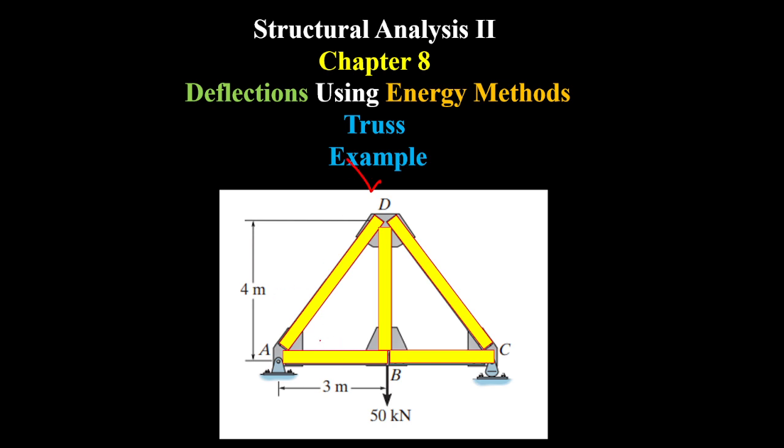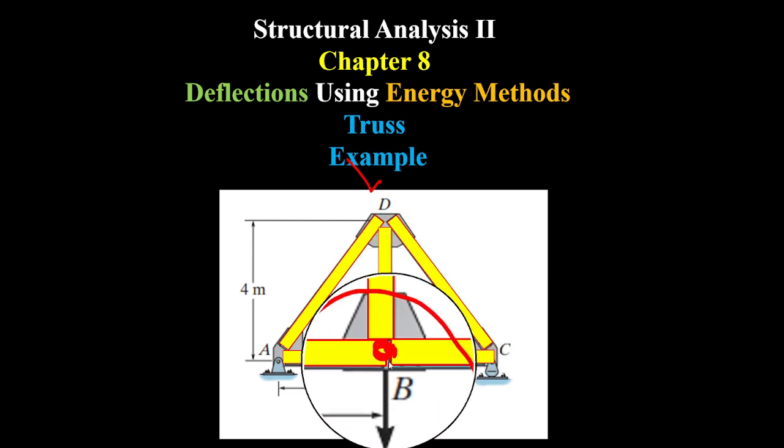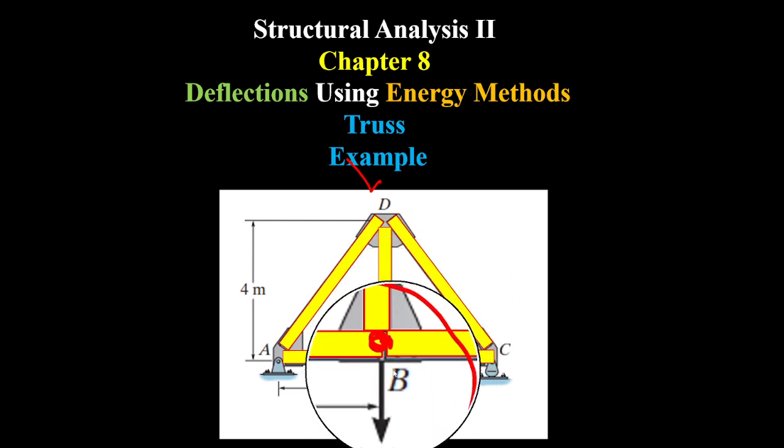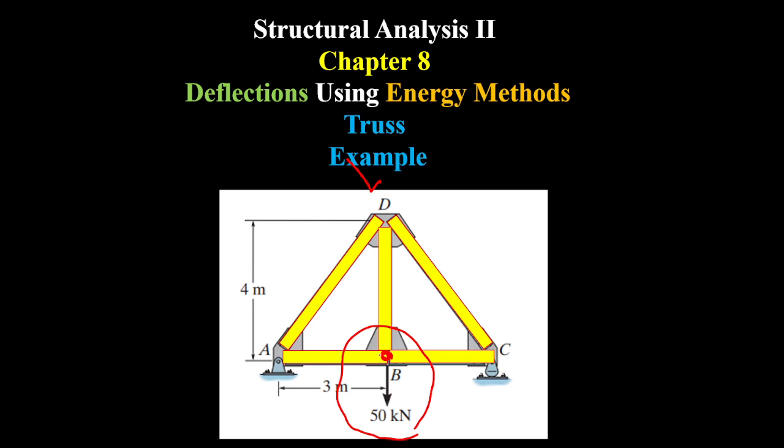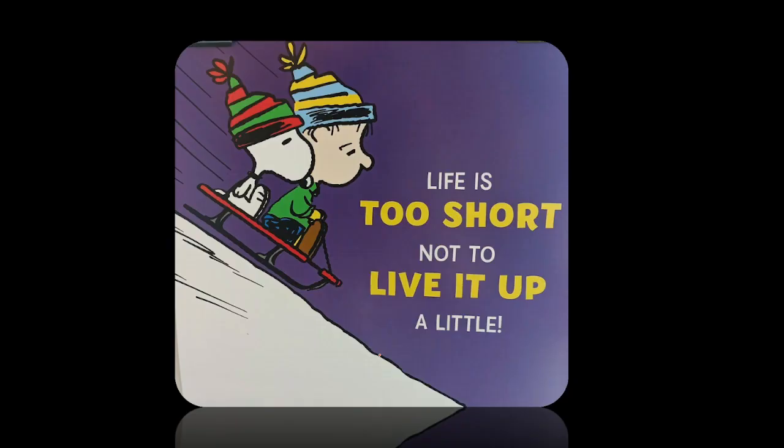So if we have a truss consisting of 5 members like AD, DC, AB, BC, and BD, and a vertical concentrated load of 50 is applied at B, we want to calculate the vertical deflection at point B. Let's see how we can approach our problem.